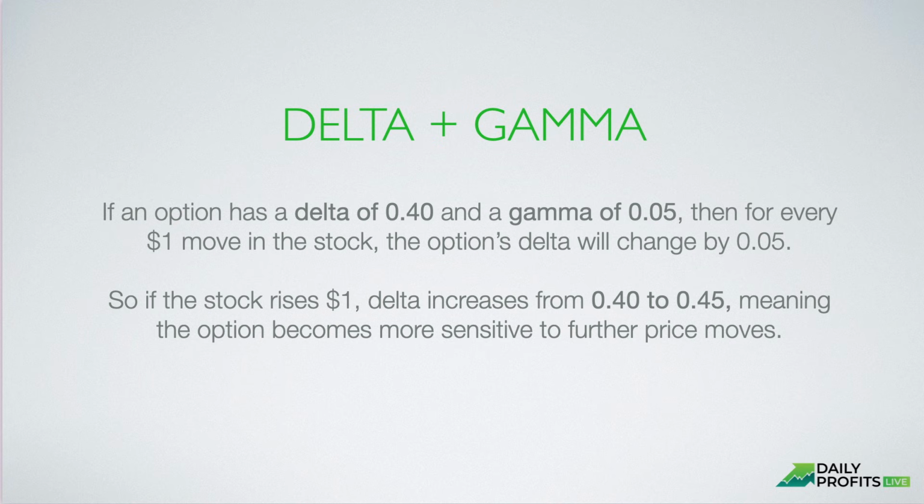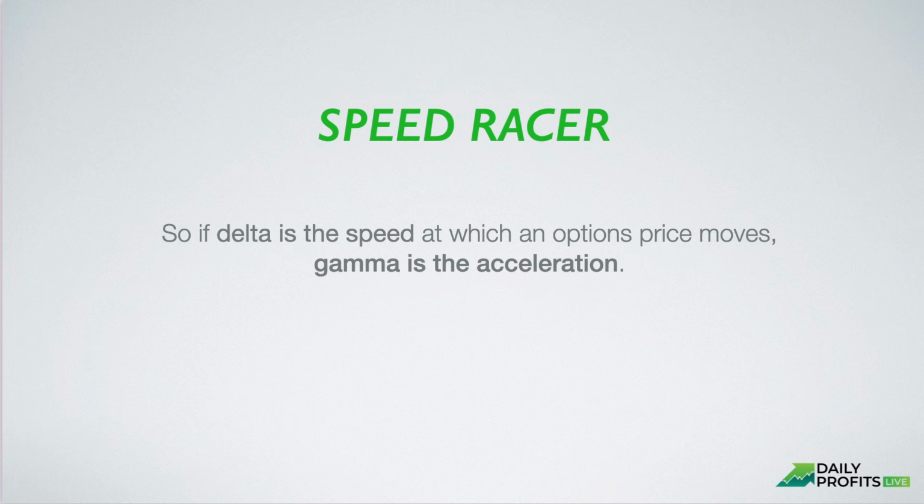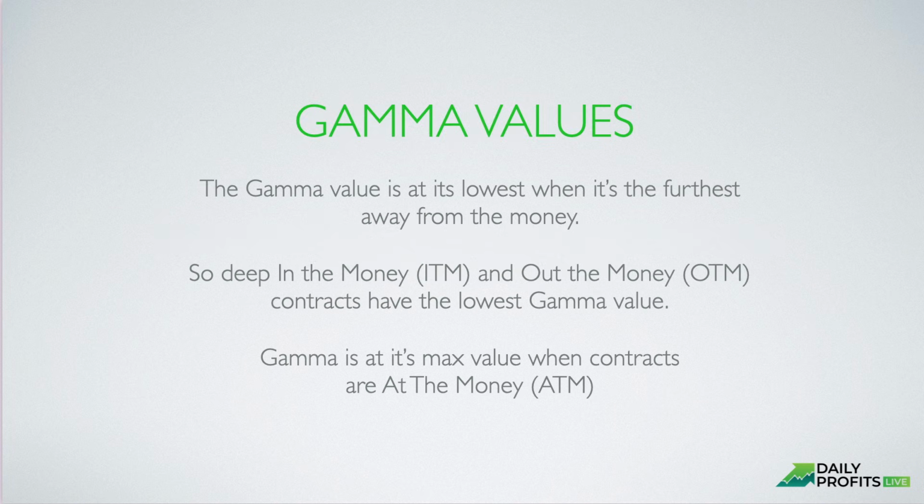So delta and gamma work together as price moves. The best way to describe that is if delta is the speed at which an option price moves, then gamma is the acceleration of that. Does anybody have questions on that? On what gamma is?